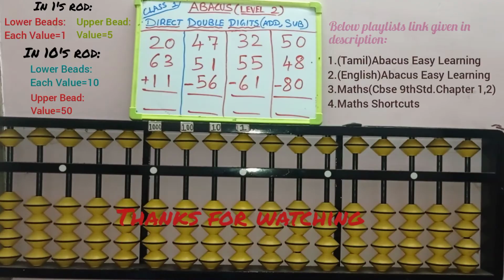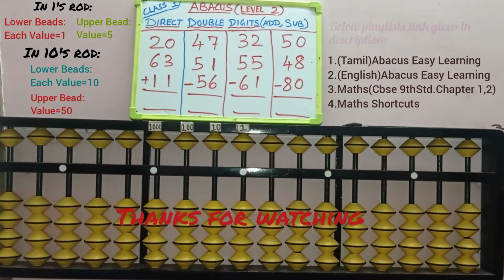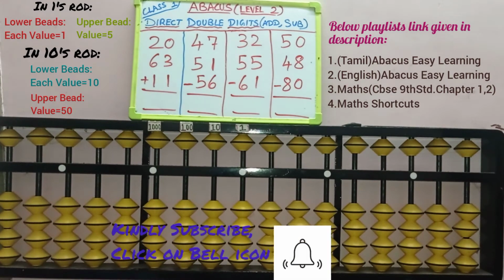Hello friends, we are in level 2 class 1 in Abacus. Here we are going to see direct addition or subtraction for 2-digit numbers, okay? Direct means without using any formulas. That means beads will be available in a rod to make addition or subtraction, okay? So no need to apply any formulas, that is direct addition or subtraction.